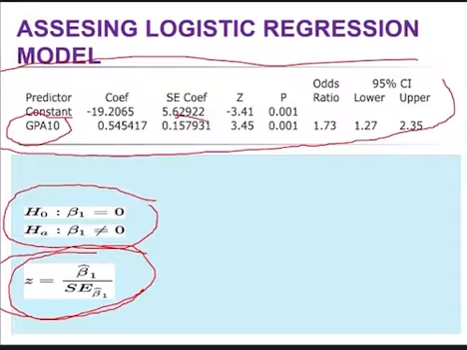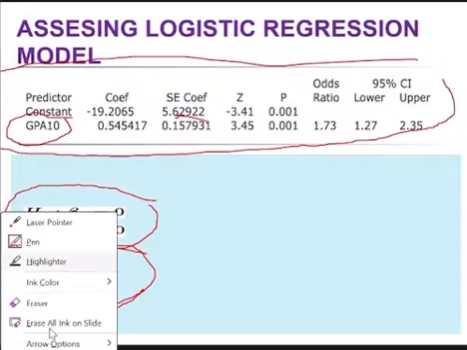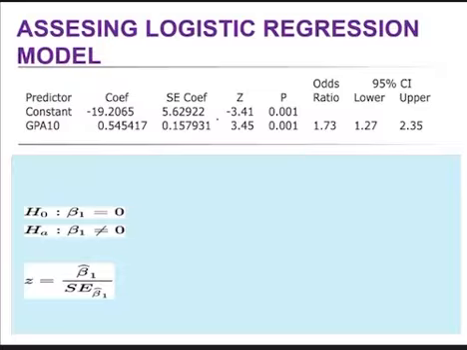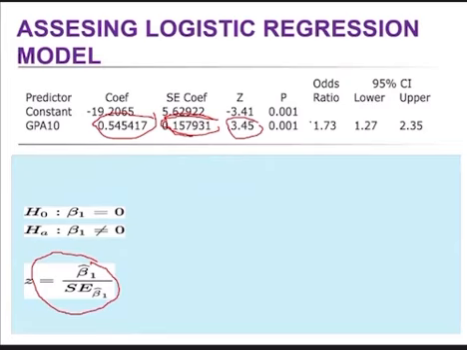Give me 1 second, I'm going to clean up. It's going to be this guy divided by this guy. And what do we get? That will give you the Z value. This is the P value. Please pay attention, that is the P value of the test. Now, what is the odds ratio? This is the odds ratio.